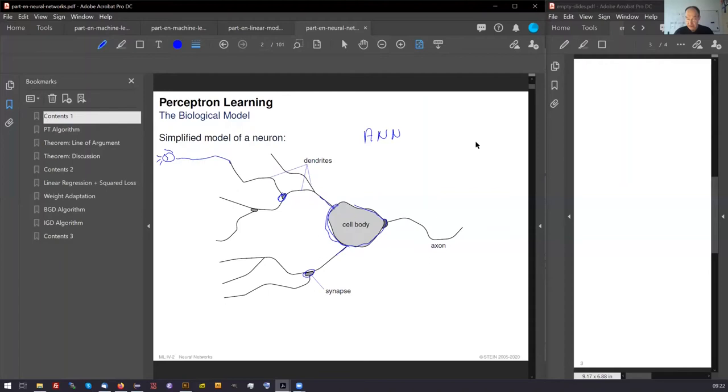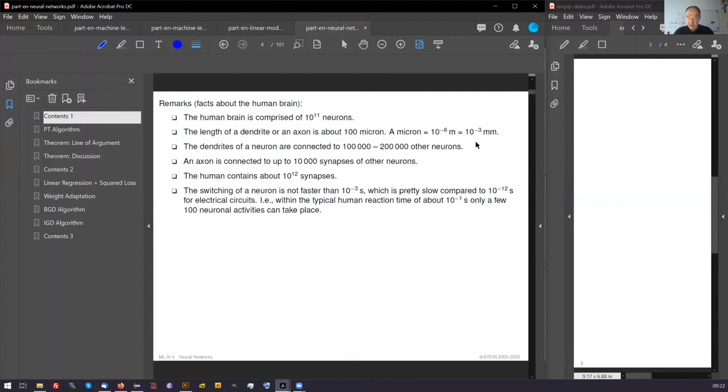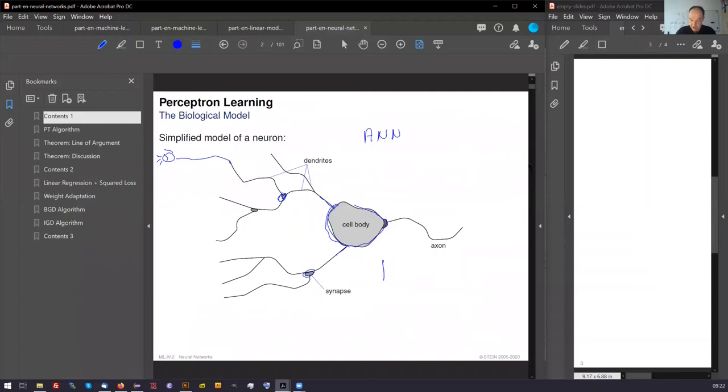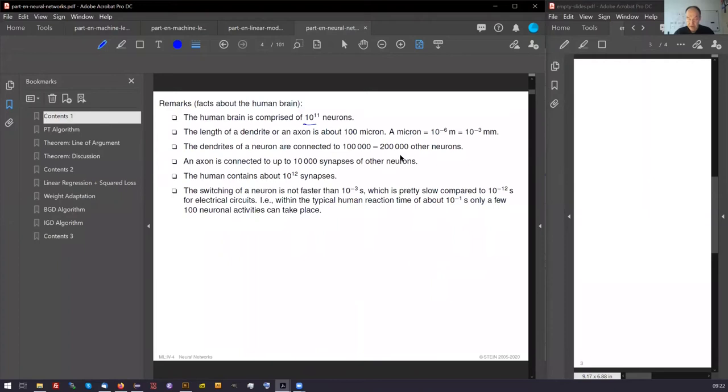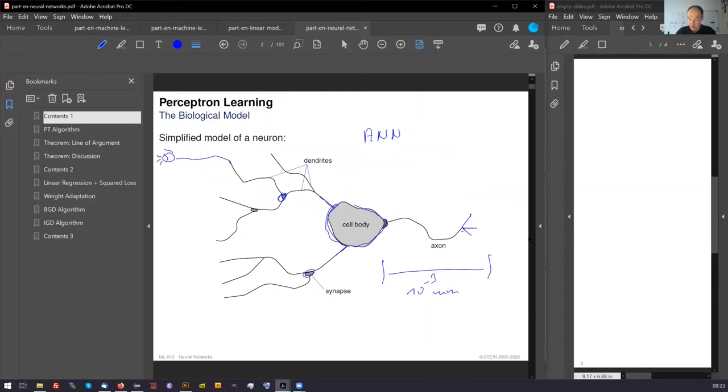Anyway, we take this model for the moment, and a few facts which I have here are quite interesting. In our brain, we have about 100 billion neurons. The length of a dendrite or an axon is about a thousandth millimeter. The dendrites of a neuron are connected, this shows a massive parallelism which we have in our brain, to about 200,000 other neurons. And the fan out of an axon, yes, it is 10,000. This is crazy. That means here the fan out is about to send 10,000, not 10 millions. Okay.